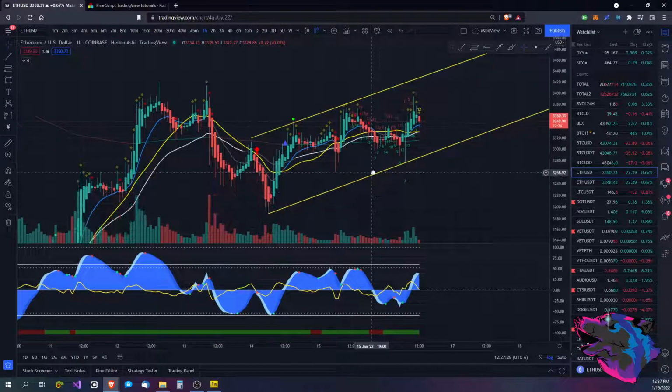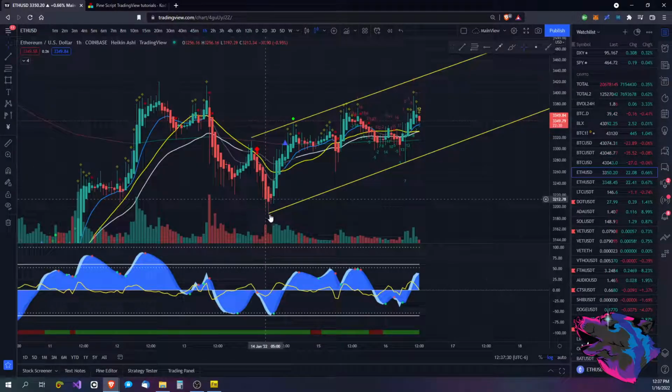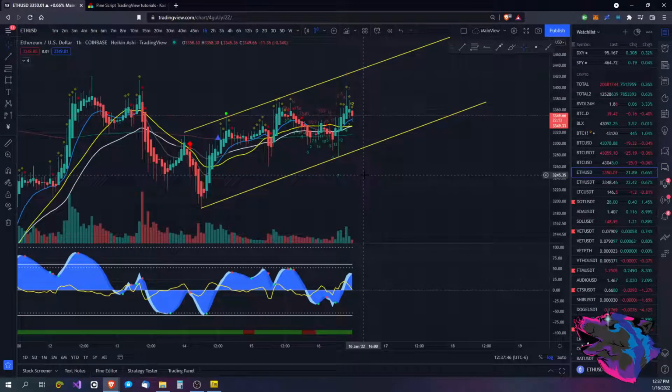And obviously the equal but opposite to that is your support levels. Your support is where you come down, it finds, you guessed it, support, some buying pressure, sends it back up, comes back down, finds support, goes back up. And that is essentially what support and resistance is.